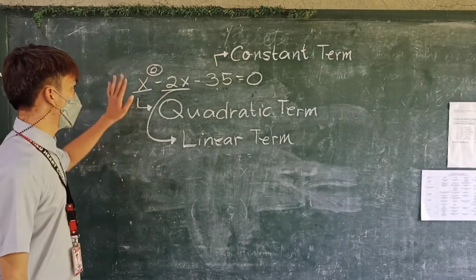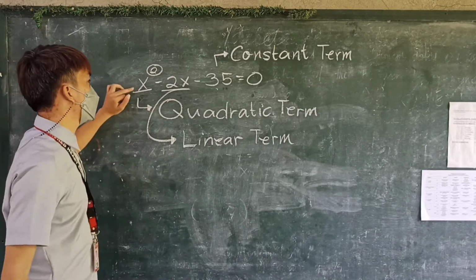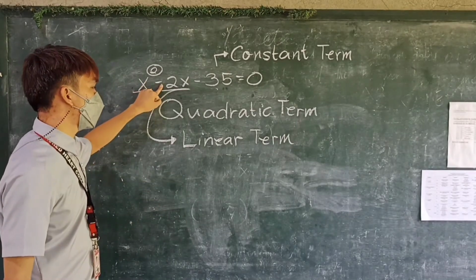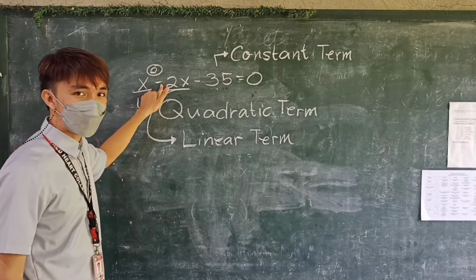Then, 1 here is what we call the numerical coefficient of the quadratic term, while negative 2 is what we call the numerical coefficient of the linear term.